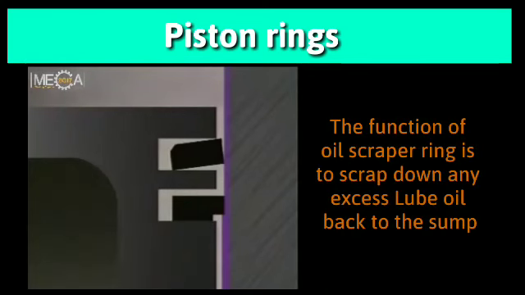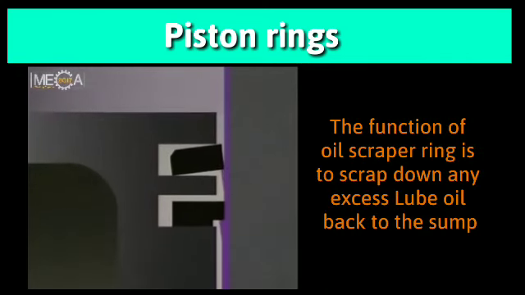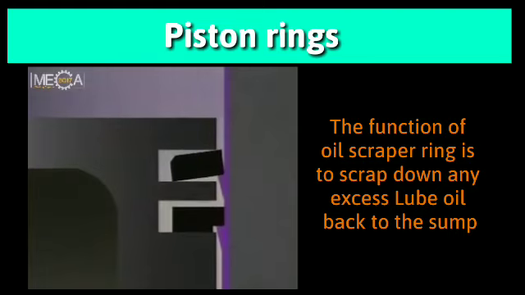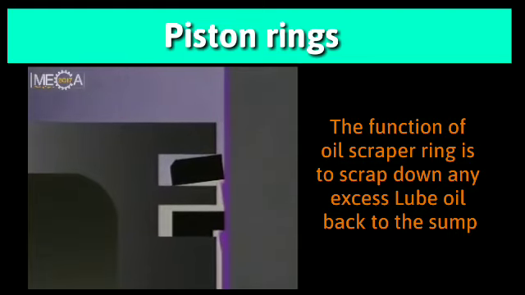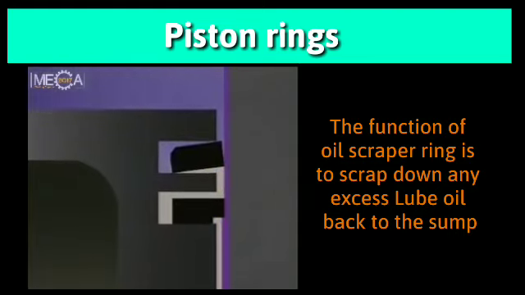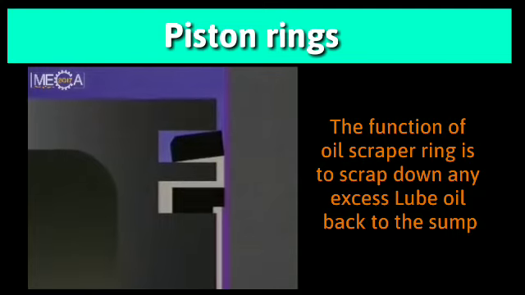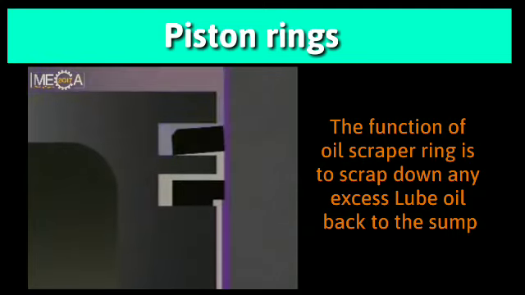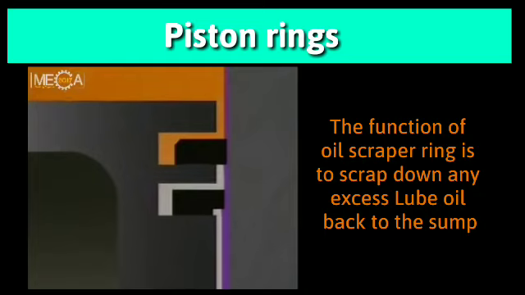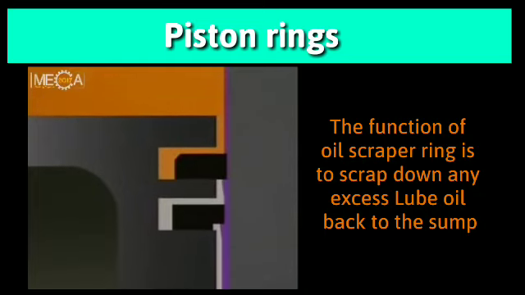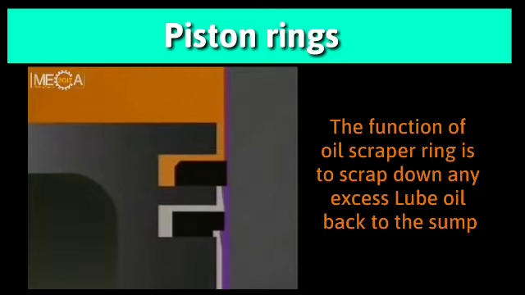The function of the bottommost ring, called the scraper ring, is to scrape down any excessive lubricating oil on the cylinder liner to the sump. In case the scraper ring is not working properly, then this excessive oil will start burning during the combustion process, which will result in high consumption of lubricating oil and bad quality of combustion. You can make out from the smoke.